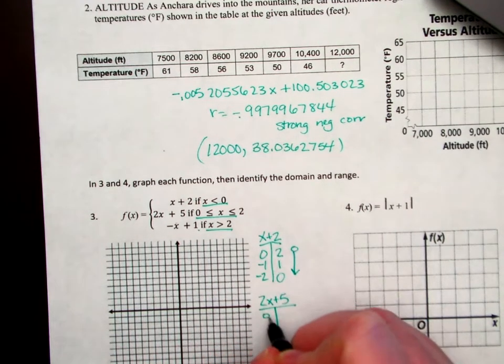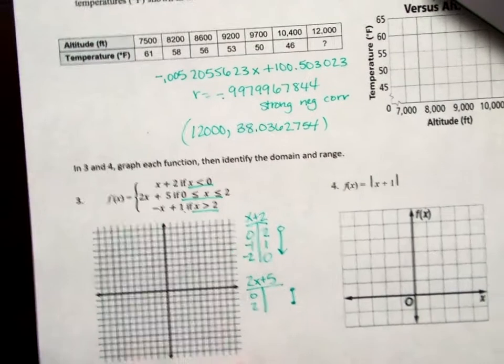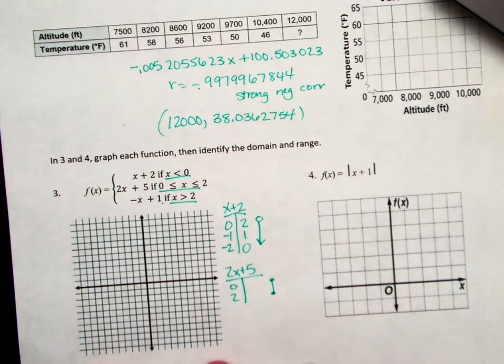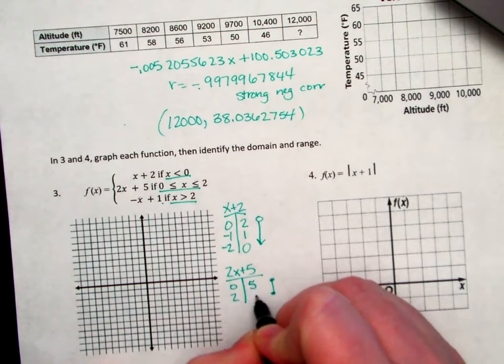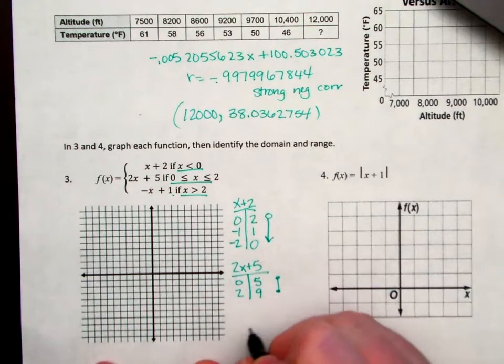2x plus 5. You have 0 and 2. These are both closed circles, and I'm just going to connect the points in between. I know my graph looks different than yours. Your graph will be off when you get your answer for this one. Plug 0 in, you get 5. Plug 2 in, you get 9. This will be off the graph. 2, 9 will be off the graph.